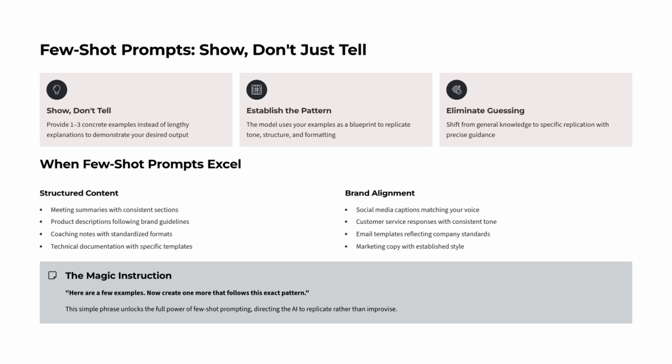It's one of the fastest and most reliable ways to train the model on your personal or business style. And it works whether you're building content systems, brand voice libraries, templates, or internal documentation. Once you understand few-shot prompting, you realize you can teach the model almost anything by simply showing it the pattern you want repeated. Number 9, multi-shot prompts.